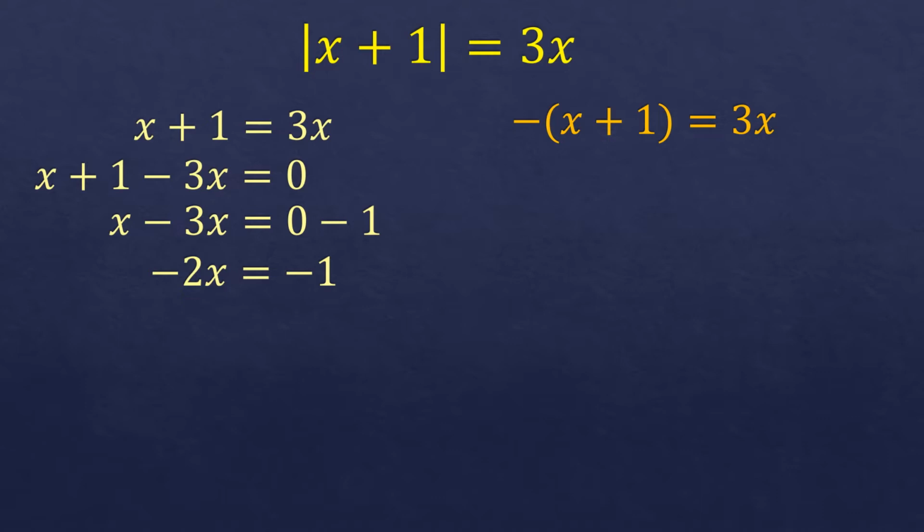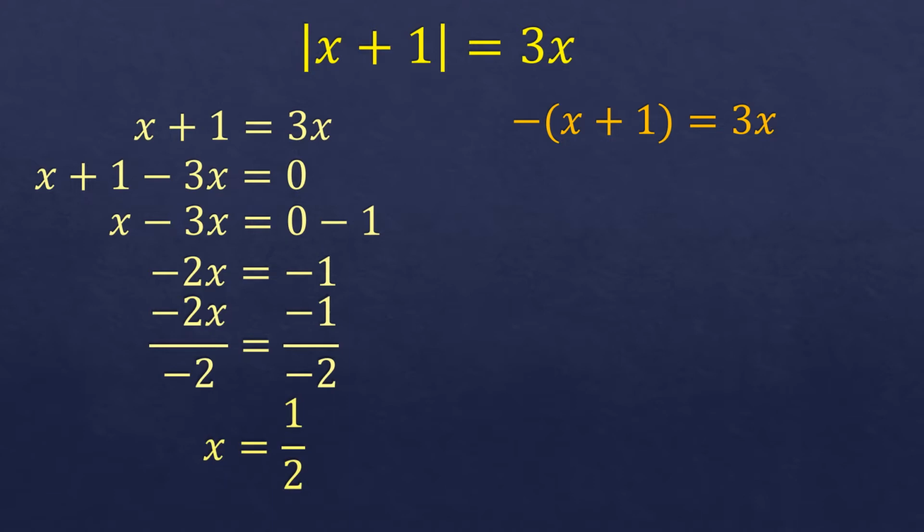Then we will divide both sides by negative 2 so that there is no more negative 2 on the left side and we have an x left. Dividing both by negative 2, we get x, because negative 2 and negative 2 cancel. So x is equal to negative 1 divided by negative 2, which is 1/2. So that's one value of x.